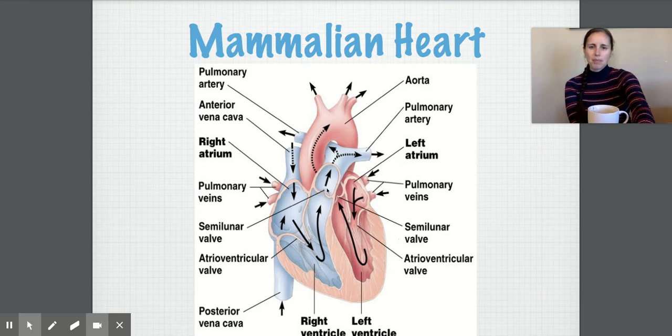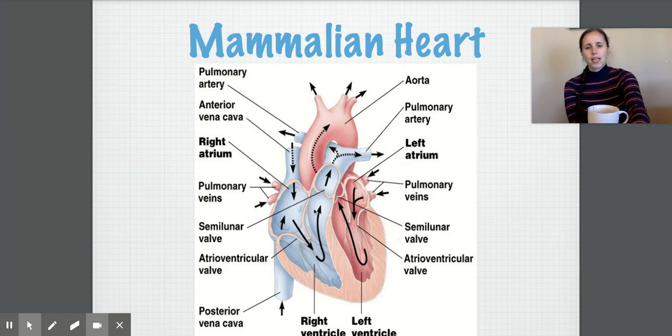It's then going to get pumped out what we call our pulmonary artery. So it's going to go through our pulmonary artery. Pulmonary actually means lungs. So this blood is getting pumped out to our lungs. Notice that on this side, it's blue, and notice that on this side, it's red. Blood on that side is not actually blue or red. I have a video about that later that you can watch.